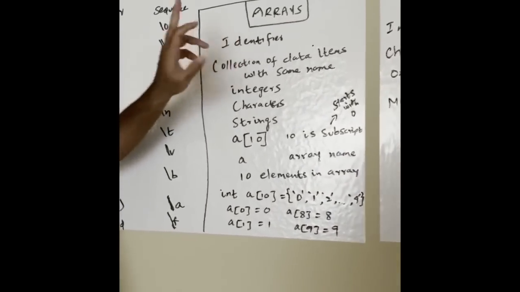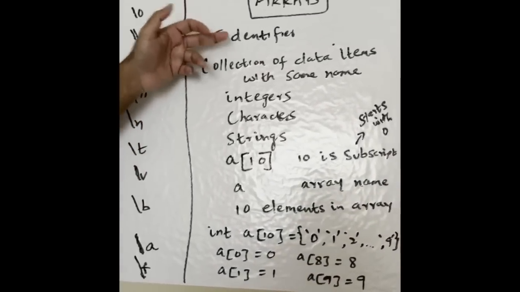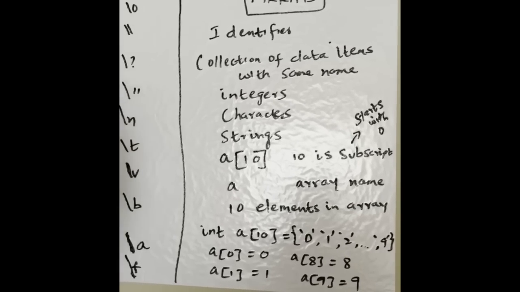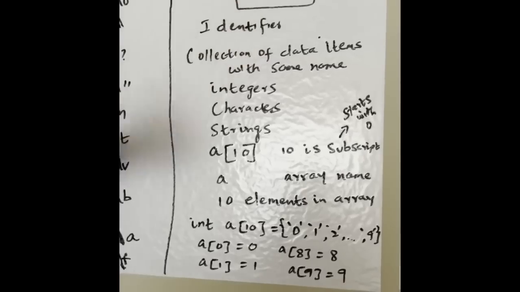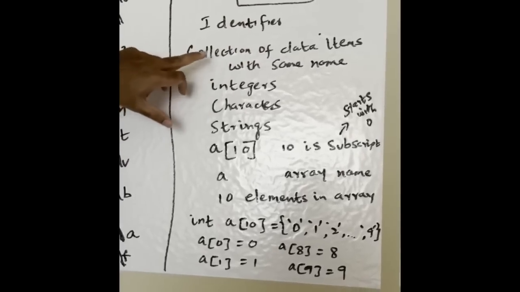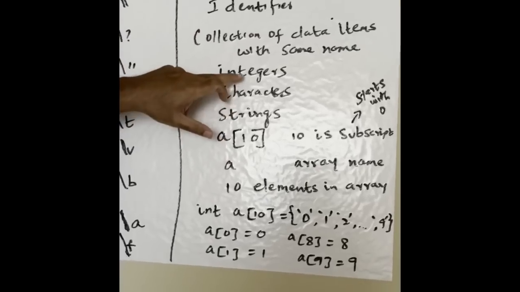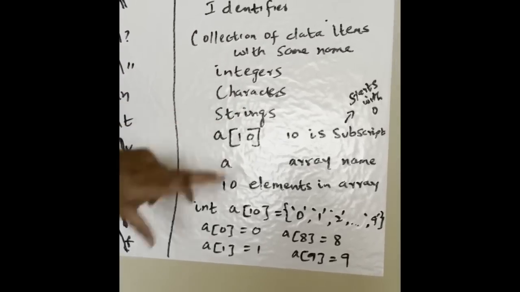Okay, let's talk about arrays. It's very important in C language. Array means it's an identifier. We know an identifier is a variable to store one value, but when you want to store a lot of values of certain types, we use arrays. So the definition is a collection of data items with the same name. It can be a group of integers, a group of characters, a group of strings.